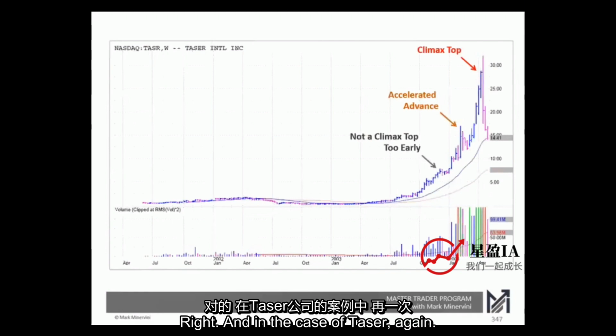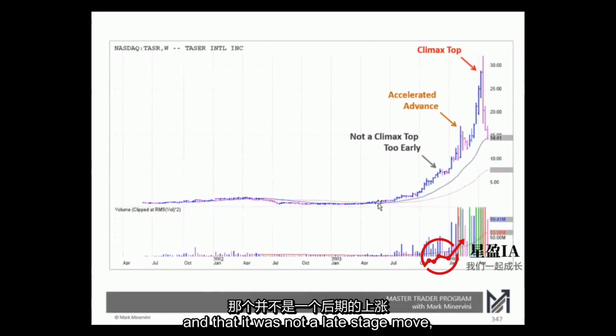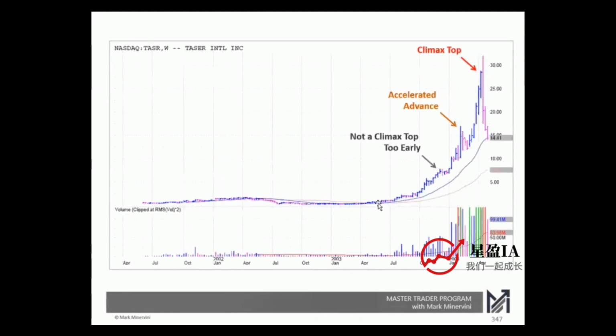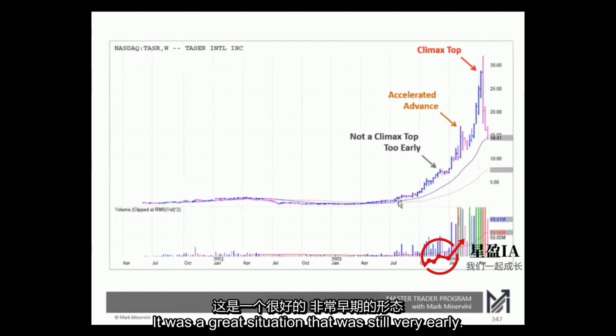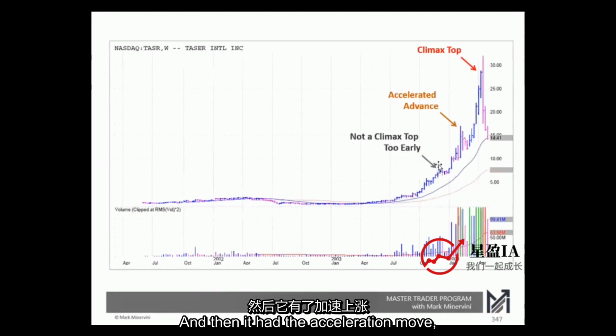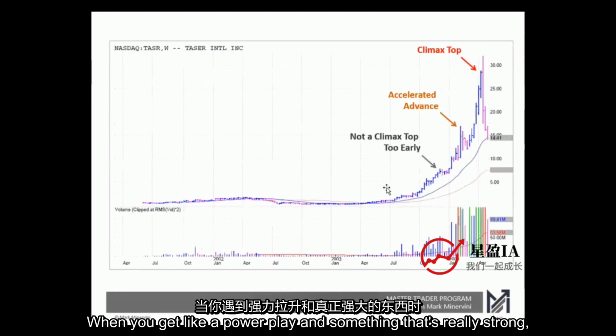Right. And in the case of Taser, again, if I had just looked at the stock and not really known what I was looking at as far as the chart was concerned, I wouldn't have realized that it was not a late stage move, even though it had gone up 12-fold. When I was buying it, the stock had already been up 12-fold, and that's a huge move, but it was a long, long period of dormancy, and it came out really strong. It was a power play. It was a great situation that was still very early, and then it had the acceleration move, and then it had the climax move. You'll get that a lot of times where you'll get the first acceleration like a power play and something that's really strong.